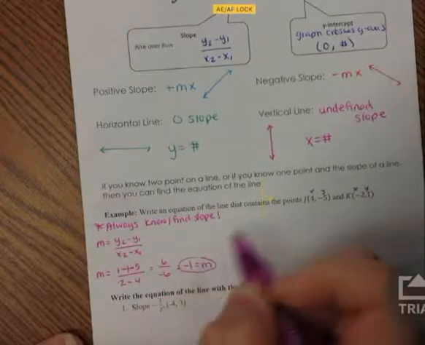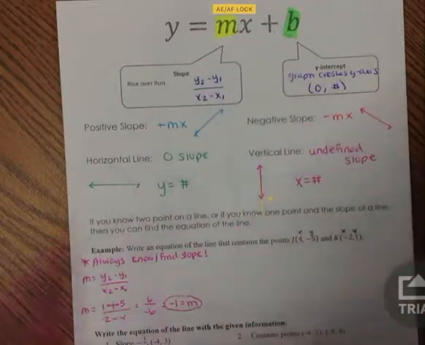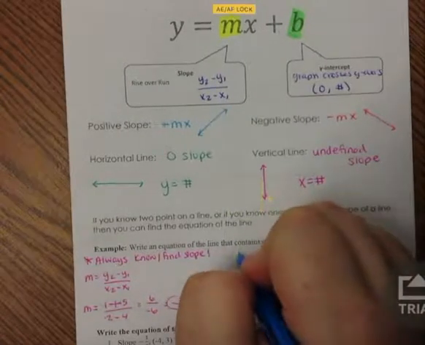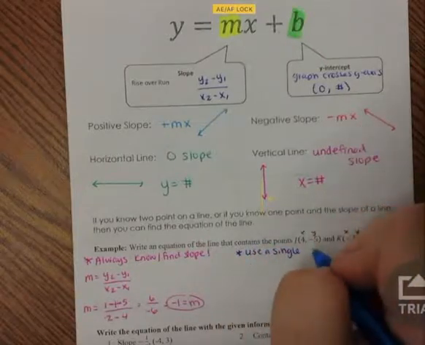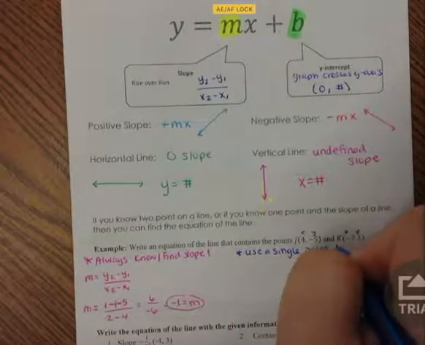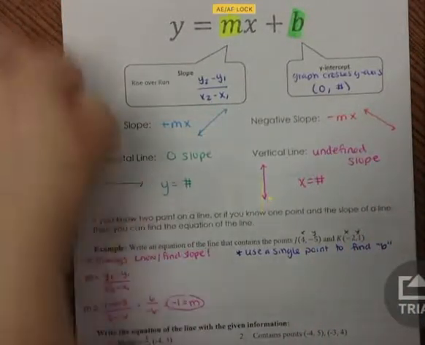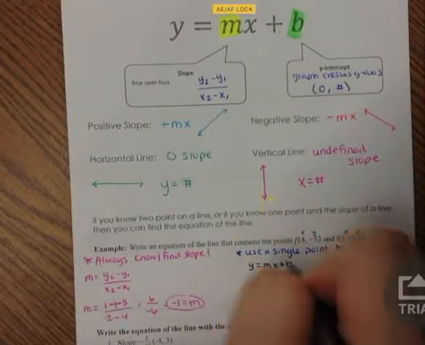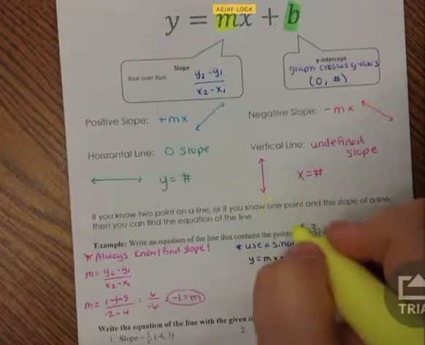We need that in order to come up here to put it into our m. Y and x will stay in your equation. You'll have those 2 letters. So now that we have our slope, we go to this next spot. We use a single point to find b, or to help find b. So our equation is y equals mx plus b. Now you can use either coordinate. Doesn't matter which one as long as it has an x and a y. I'm going to use this first coordinate J.